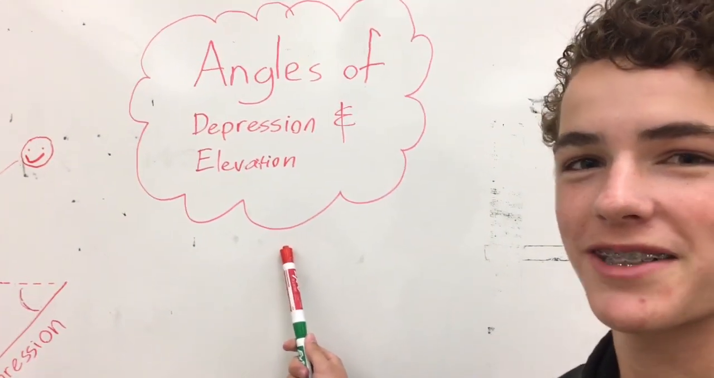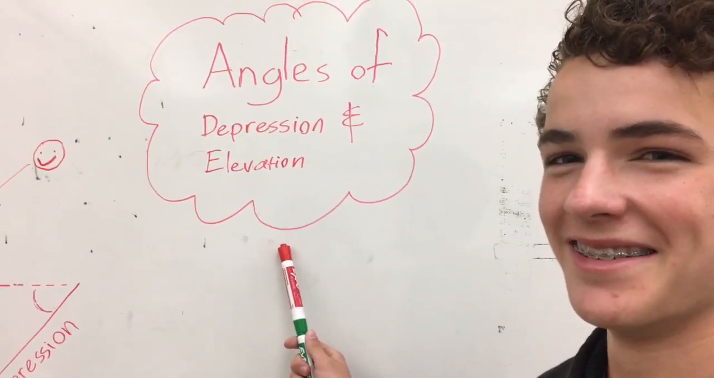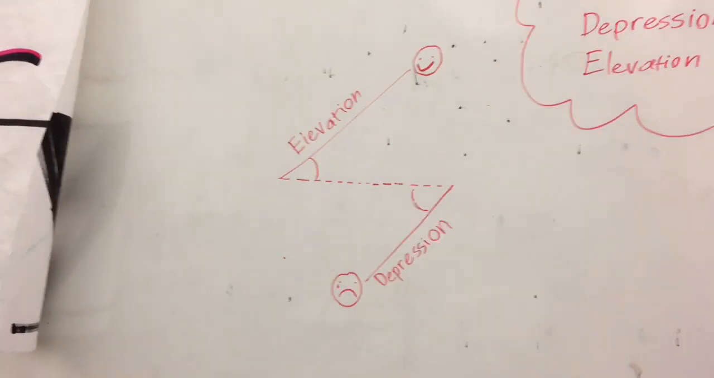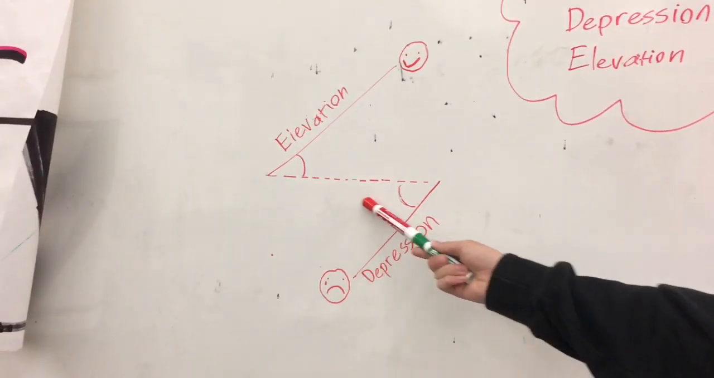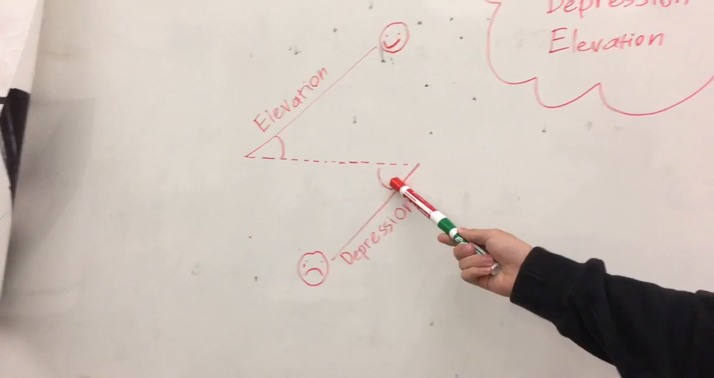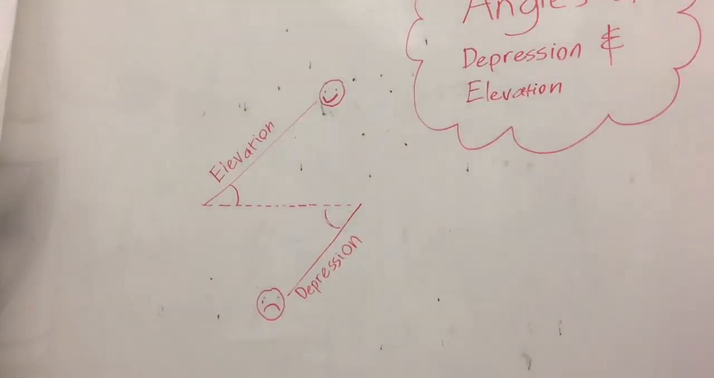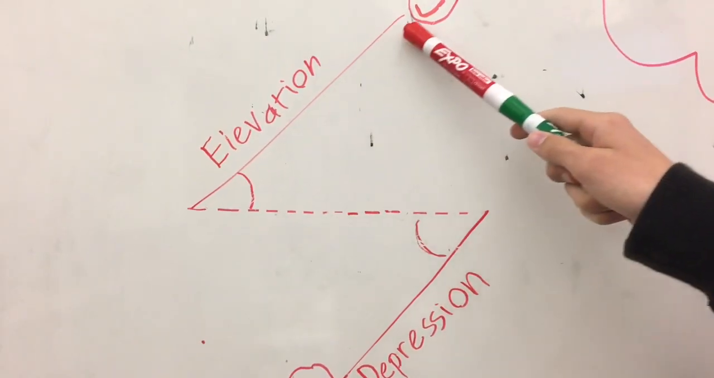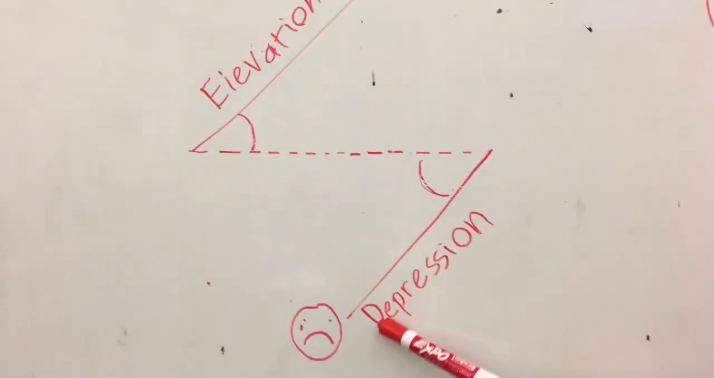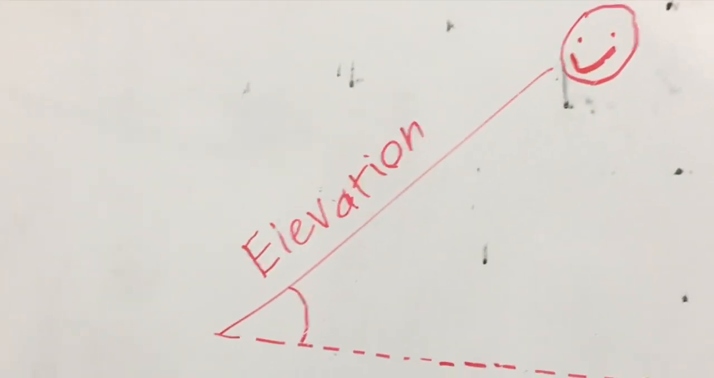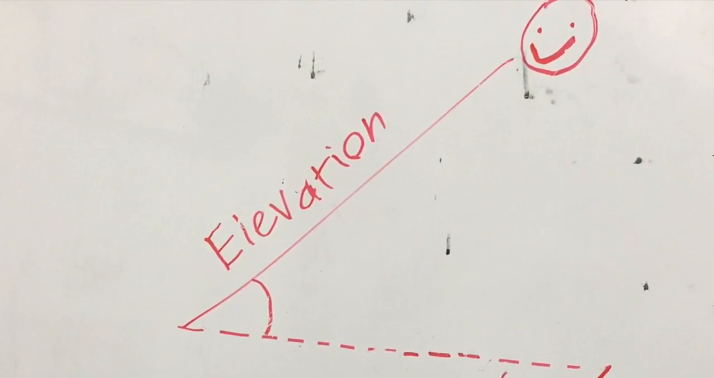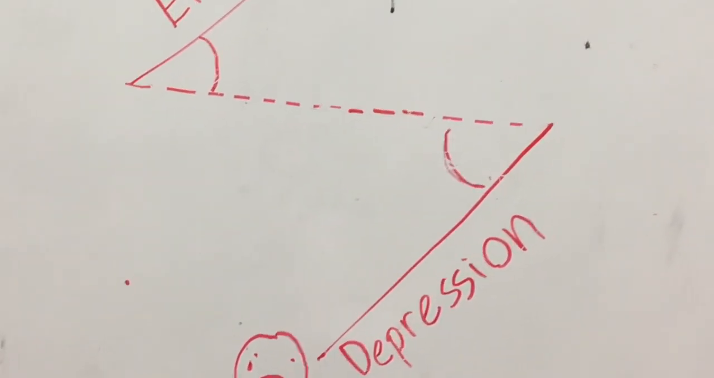Angles of depression and elevation are formed by a horizontal line, along with a line of sight to an object, with the line of sight determining the angle.